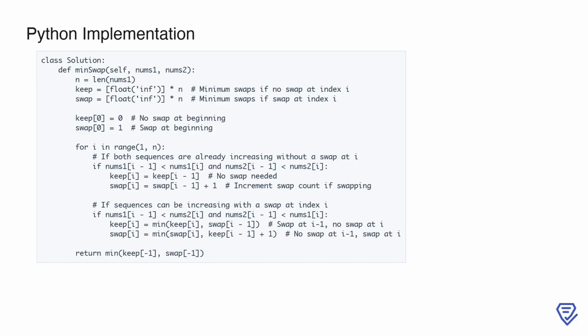Finally, the result is the minimum of keep[n-1] and swap[n-1], representing the minimum swaps needed for the entire sequence. This approach ensures correctness while maintaining an O(n) time complexity with O(n) space, making it efficient for large inputs.